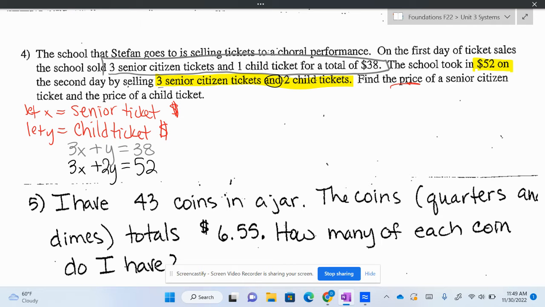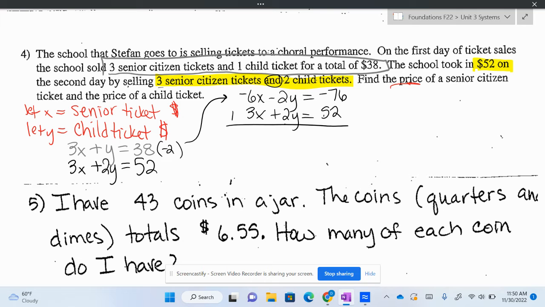Okay. What method do you guys want to use? Elimination. What do you want to multiply by? You want to multiply the top equation by -2? Okay. So let's do that. -2 times 3x is -6x. -2 times y is -2y. -2 times 38 is -76. The bottom equation, we're not changing at all. 3x plus 2y equals 52.